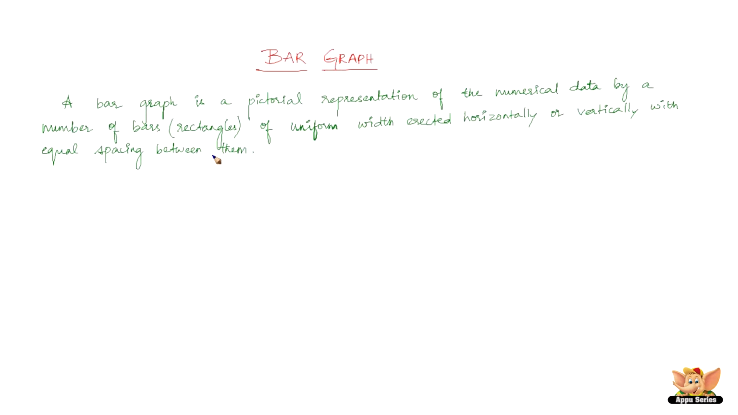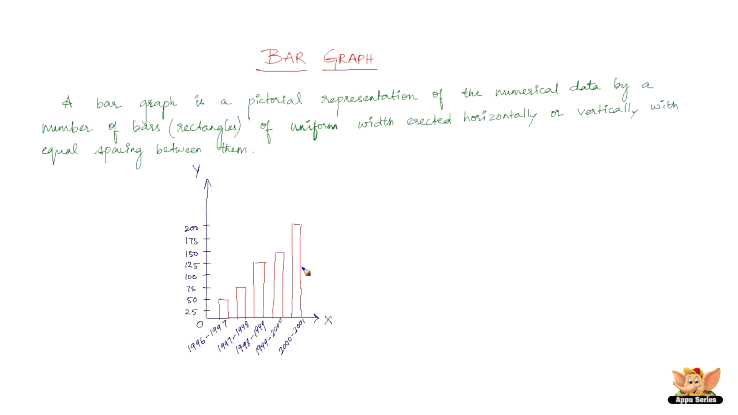Now let us look into an example of a bar graph. Here is a typical example of a bar graph. This gives the number of students in class 9 in a school during the academic years 1996-1997 to 2000-2001. What this bar graph shows is that during the academic year 1996-1997, there were 50 students in the school. And in 1997-1998, there were 75 of them.